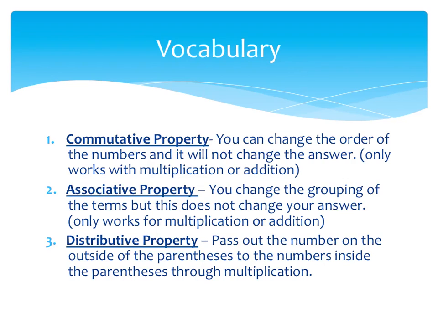And finally, the distributive property, which is probably the one that we use the most, or at least the one that we see the most. The distributive property is when you pass out the number on the outside of the parentheses to the numbers inside the parentheses through multiplication. If you think of a teacher passing out or distributing a quiz, they're giving one to each student. In the distributive property, we multiply the number outside the parentheses by each and every number inside the parentheses. If you need to pause the video to finish jotting down the vocabulary terms, please do so.